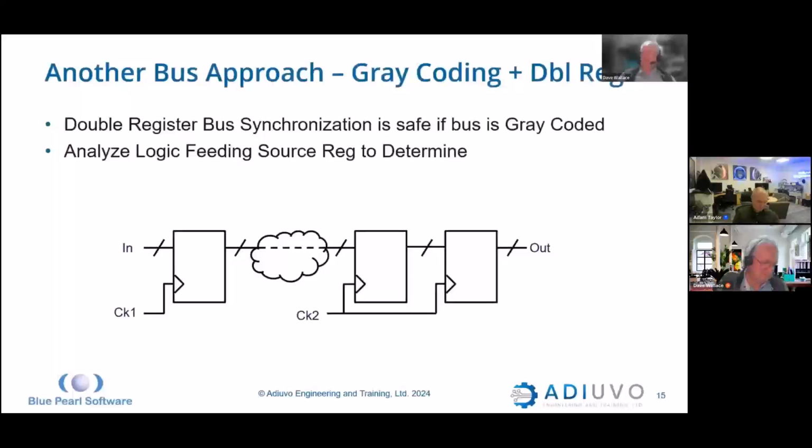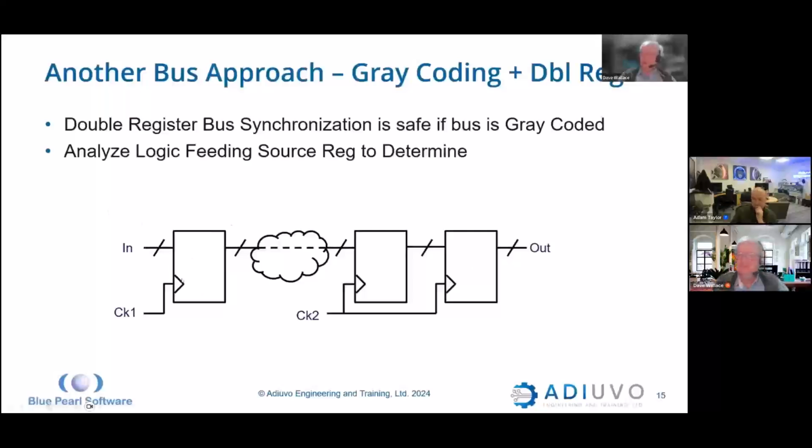And again, if you know that the input is, or can prove that the input is gray coded, then you know that the standard double register synchronization is safe to use for this bus. And we do, in fact, have some checks that use formal analysis to analyze the logic feeding into this input on the clock 1 side to say, hey, can I prove that only 1 bit changes in a given cycle? At most 1 bit changes in a given cycle. And if I can do that, then I know that this double register synchronization is safe.